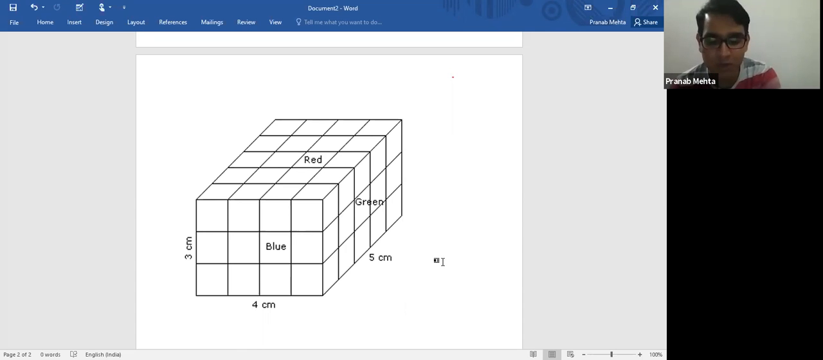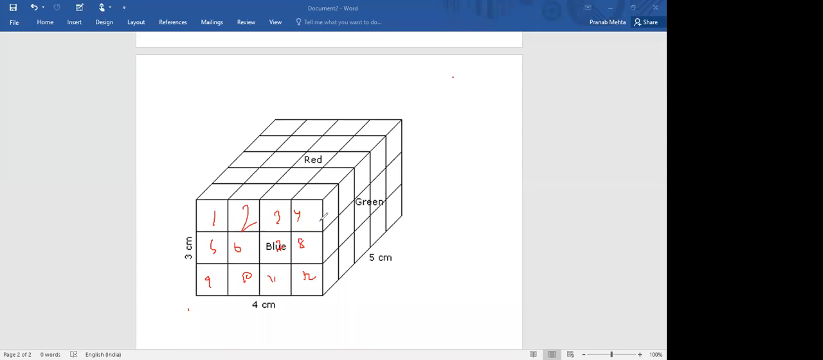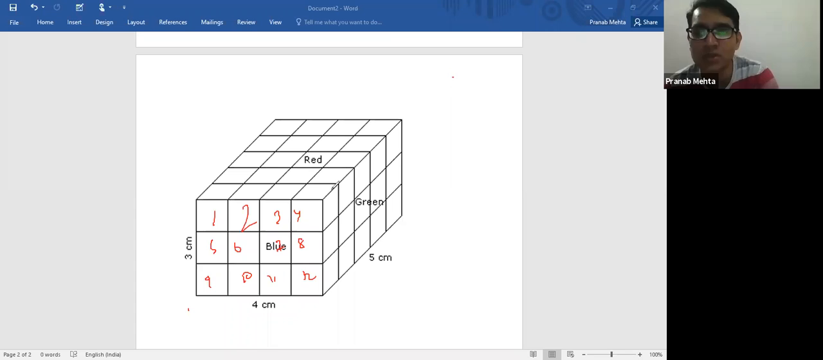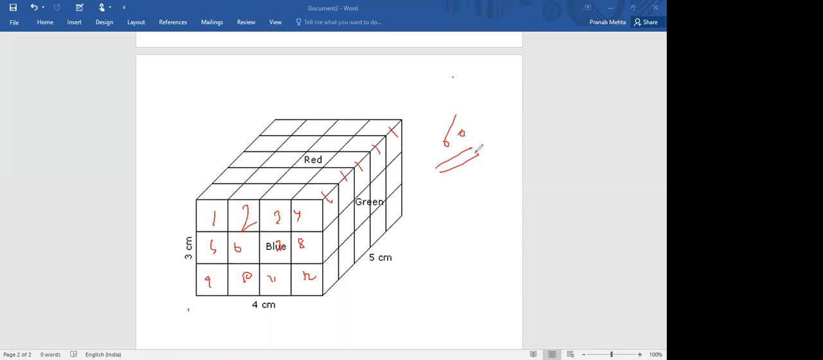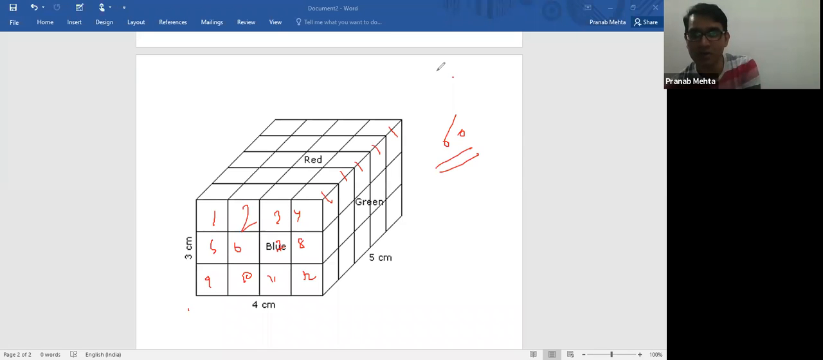Now here, once again, you should not get confused. Total how many cubes are we going to have? Same logic. 1, 2, 3, 4, 5, 6, 7, 8, 9, 10, 11, 12. Total 12 cubes are there. And total how many slices do we have? 1 slice, 2 slice, 3 slice, 4 slice, 5 slice. So 12 into 5 is 60. All right. You have taken note of this. No doubts.